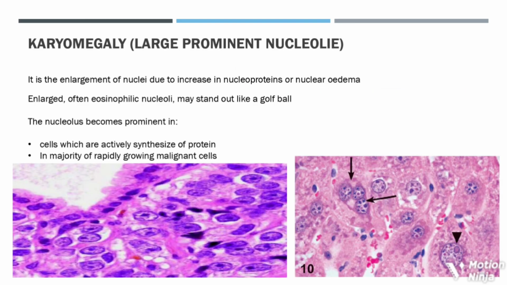Karyomegaly. Karyomegaly is the eighth dysplastic feature, which means large prominent nucleoli. It is the enlargement of nuclei due to increase in nuclear proteins or nuclear edema. Enlargement of eosinophilic nuclei may stand out like a golf ball. The nucleolus becomes prominent in cells actively synthesizing proteins, as in rapidly growing malignant cells.